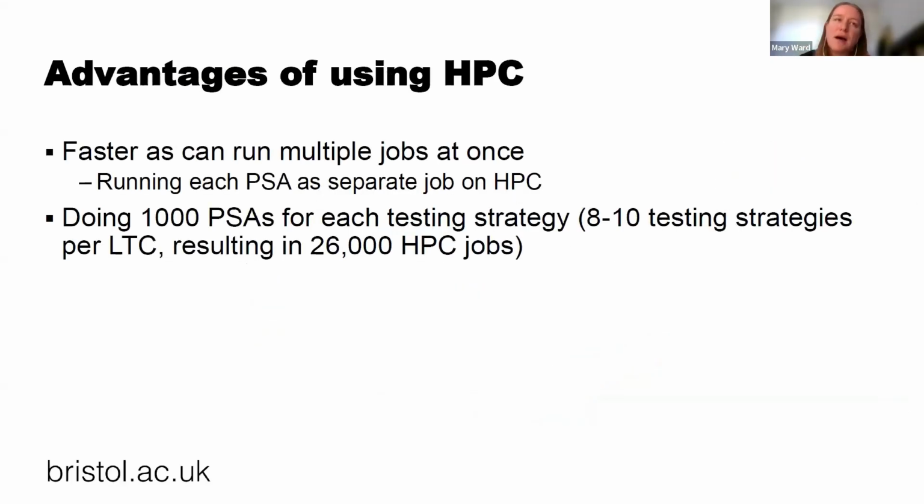We run this model using an HPC, which was good as it meant that we could run multiple jobs at once. We ran each PSA as a separate job on the HPC. We're doing 1,000 PSAs for each testing strategy, and we had 8 to 10 testing strategies per LTC, which meant that this was 26,000 HPC jobs in total.